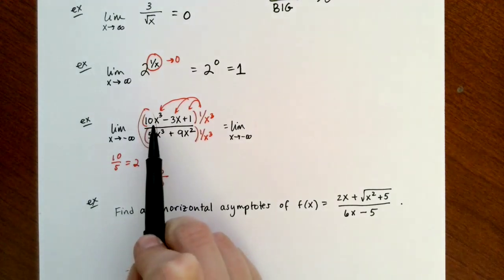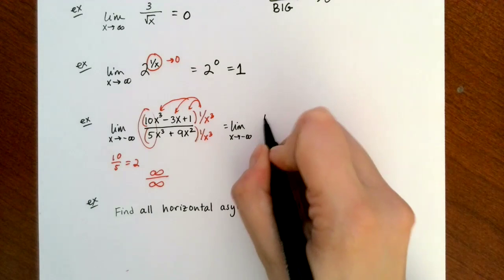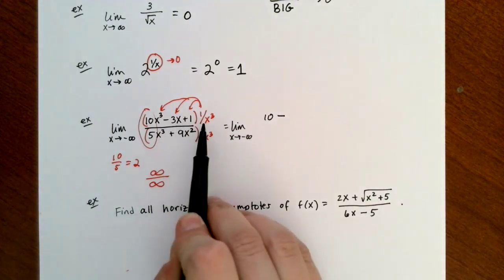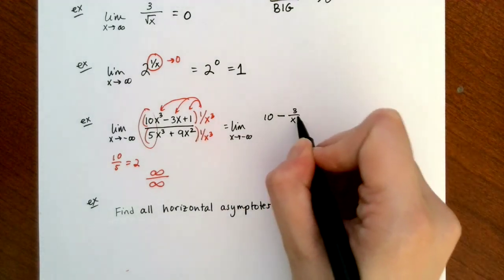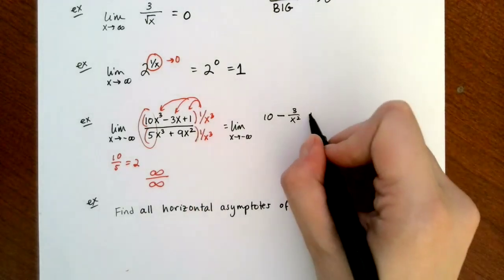All right, so this first term is 10x cubed over x cubed. So the x cubes cancel and I just have 10 left. The next one, I would have 3x over x cubed. So a pair of x's cancel and it ends up 3 over x squared. And then finally, 1 over x cubed does not cancel.